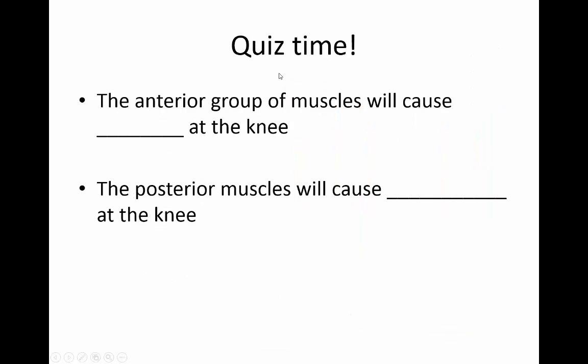Right, time for a quiz. Answer the following and put your answers on the forums. Summarize what the anterior group of muscles will cause at the knee. So that's the anterior compartment. The posterior compartment has muscles which will cause what at the knee? Answer those and discuss on the forums.